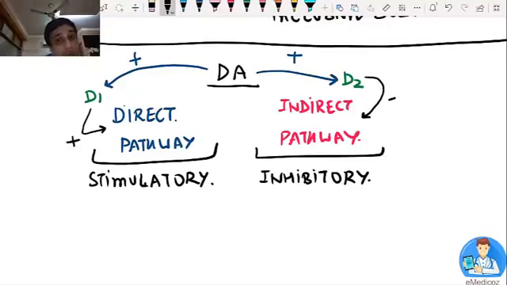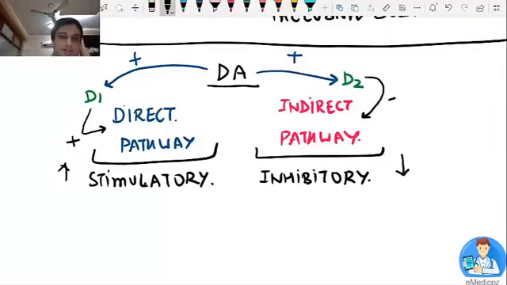So I want the inhibition of the indirect pathway and the stimulation of the direct pathway. Direct pathway stimulated and indirect pathway inhibited. These are the basic things. If I want to do an activity, I should get a direction, stimulation, and not stop there with the indirect. So dopamine works on both pathways to make the direct pathway work and stop the indirect pathway from working. That's a very simple concept.